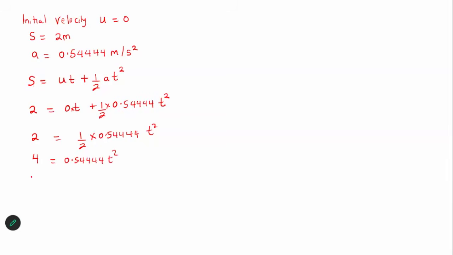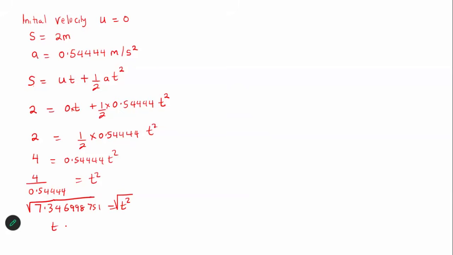So we divide it throughout. We have 4 divided by 0.54444 is equal to t squared. When you divide on your calculator, we end up with an answer like 7.346998751 is equal to t squared. But since we are interested in t, you get the square root on both sides.